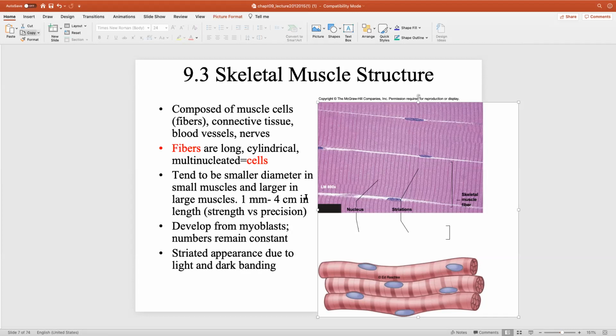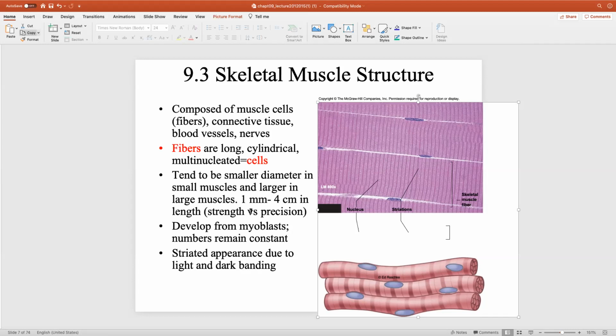These are the striations. Now, in big muscles, like your quadriceps, each of the cells for the quadriceps are going to be thicker and longer. In smaller muscles, like your thumb and your fingers, each of the cells are going to be shorter and smaller, right? There's always a balance that we're going to talk about in our body. In bones, we talk about the balance between strength and flexibility, right? Even in joints, strength and flexibility. In muscles, it's about strength and precision.